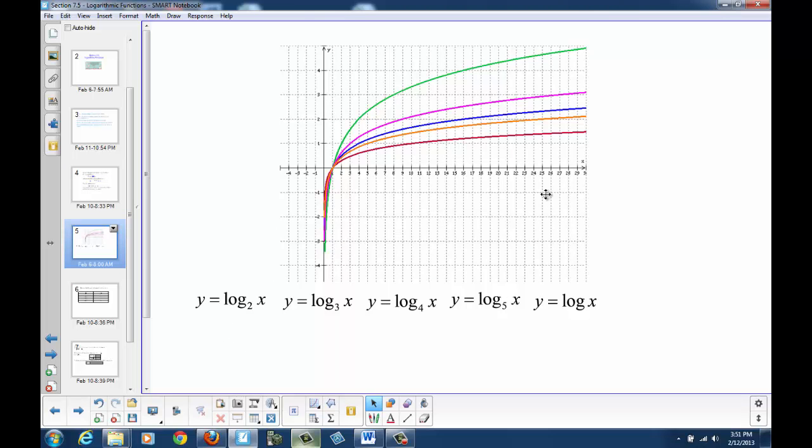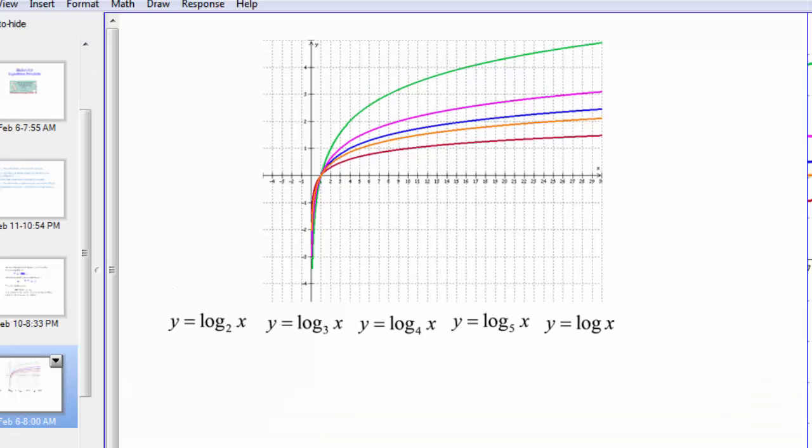Here I've graphed 5 different logarithmic functions. Log base 2 of x, log base 3 of x, log base 4 of x, log base 5 of x, and y equals log x, or base 10 of x. Let's look at the different graphs and figure out how we can determine which of the graphs is associated with which of these equations.